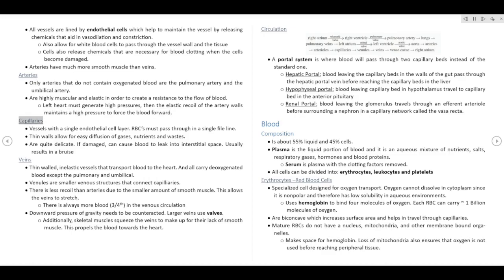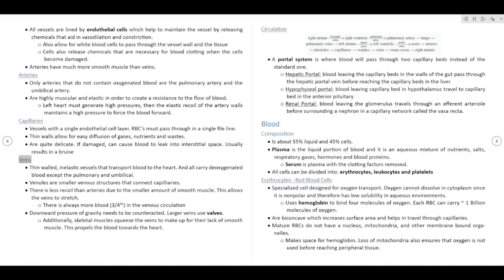Capillaries. Vessels with a single endothelial cell layer. RBCs must pass through in a single file line. Thin walls allow for easy diffusion of gases, nutrients, and wastes. They are quite delicate. If damaged, they can cause blood to leak into the interstitial space. This usually results in a bruise.